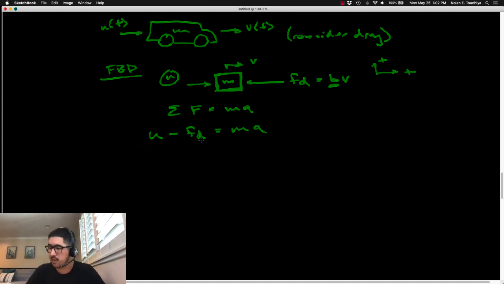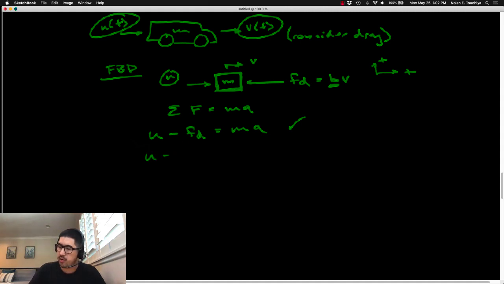What I mean by that is, while this equation is technically correct, it doesn't do us a whole lot of good because we've got Fd floating around, we have acceleration floating around. Remember, the input to this system is the forward thrust U, and the output is the velocity. So we want our equation to contain those input-output variables only, with maybe some constants floating around.